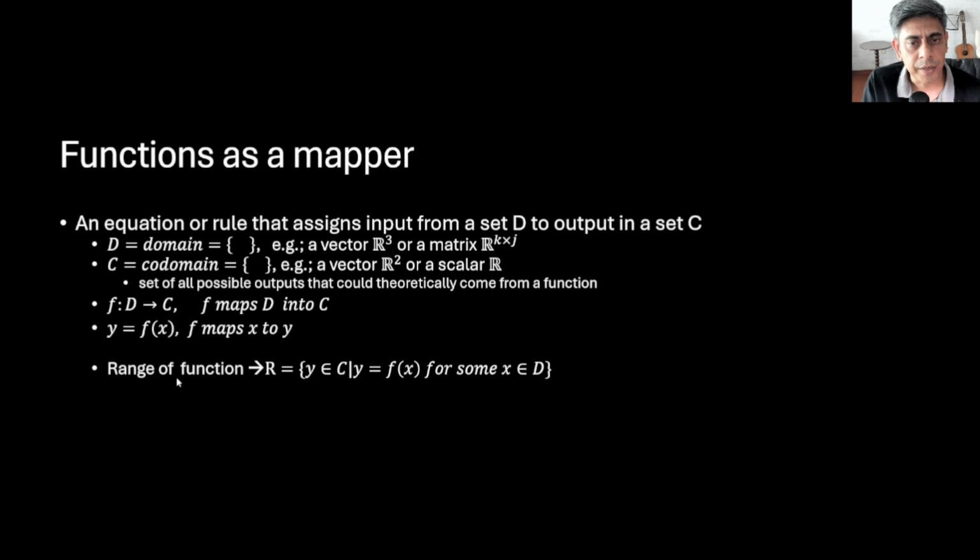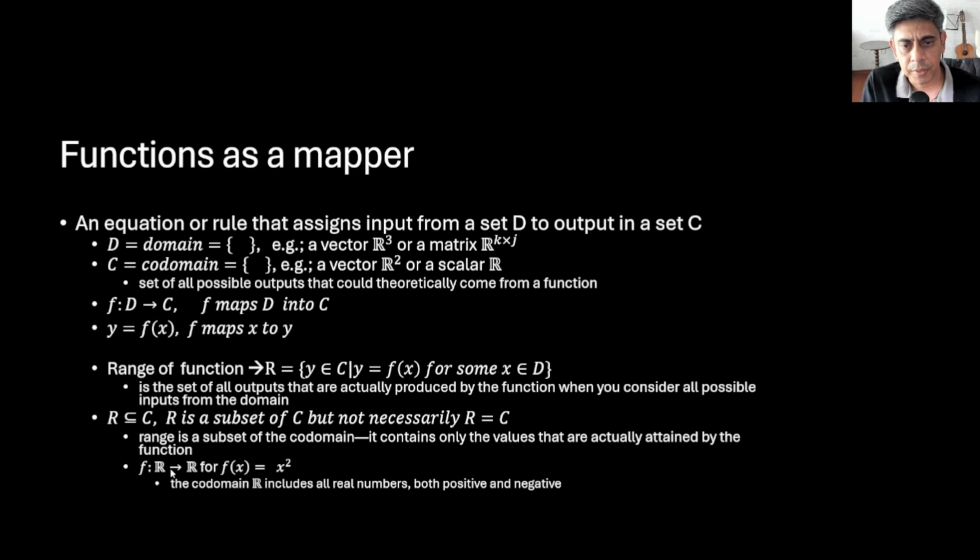There is something called a range of a function, which is a subset of the codomain. For example, if R is mapping to R, domain and codomain both are one-dimensional real numbers, but the function actually is f(x) equal to x square, then what we are saying is that the codomain R includes all real numbers because both are R, right?